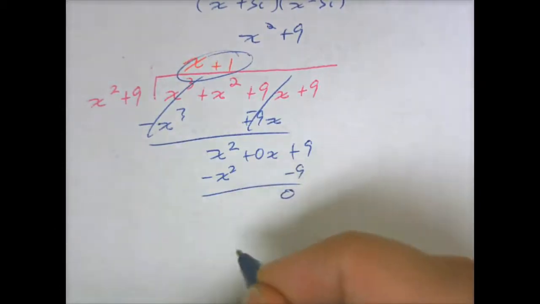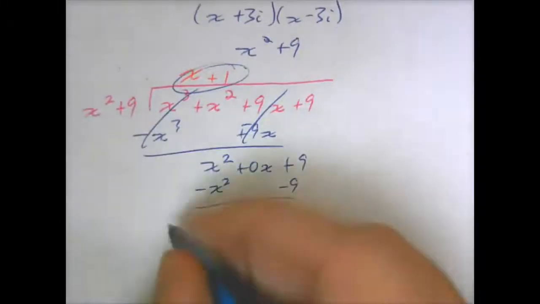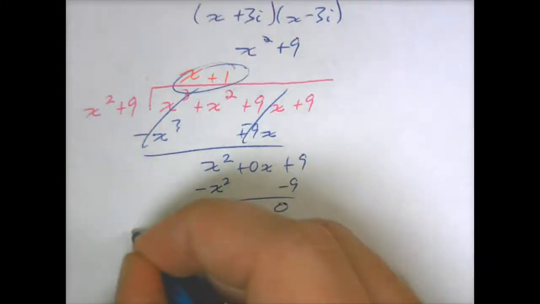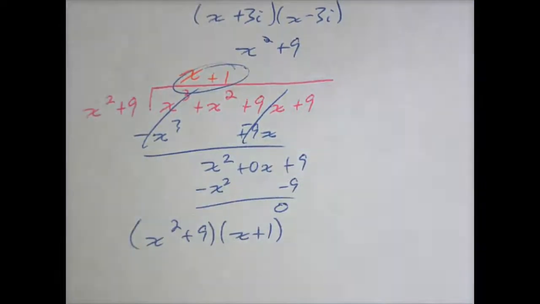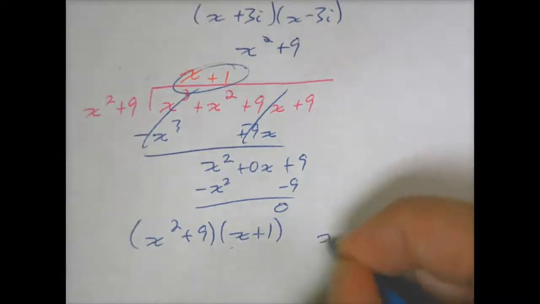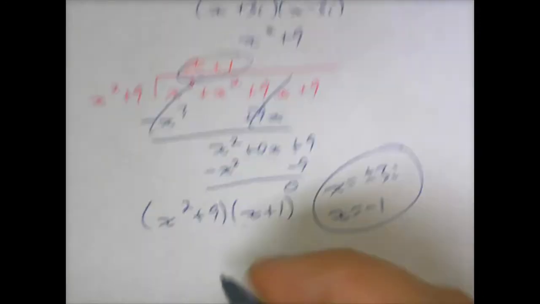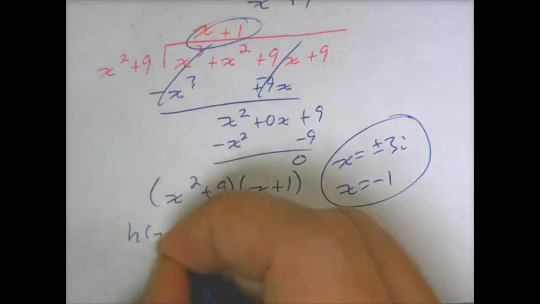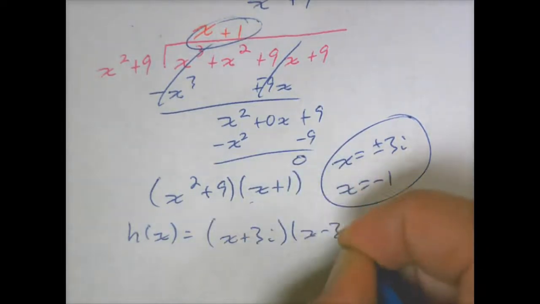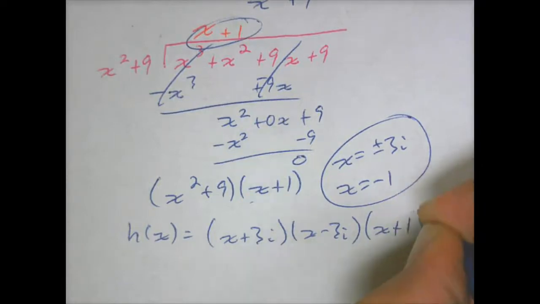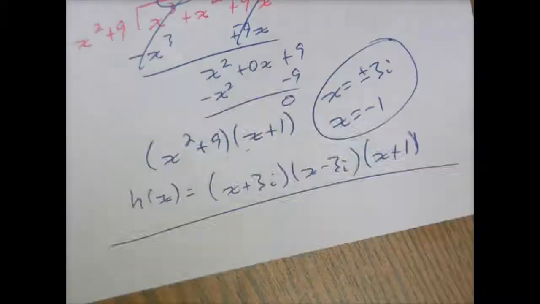I didn't write the last one as linear factors. But there's that one. So our last zero, I would get from this one, so I'd have x equals negative 1, and x equals plus or minus 3i. There are your zeros. To write it as linear factors, we would say h of x equals x plus 3i, x minus 3i, and x plus 1. There's your linear factors.